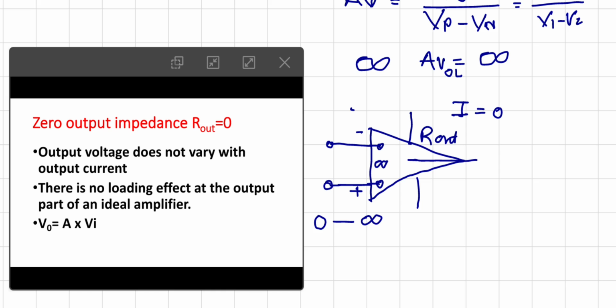So that you should remember. When the output resistance is 0, whatever output current is delivered by the operational amplifier, that full current flows to the load resistance. So no loading takes place. There is no loading effect at the output part of an ideal amplifier, and therefore output voltage Vo is exactly equal to gain times input voltage Vi.